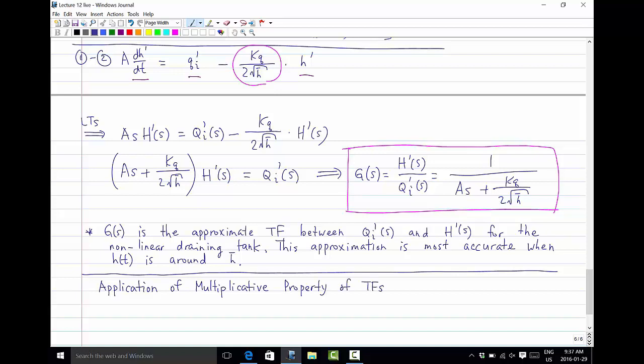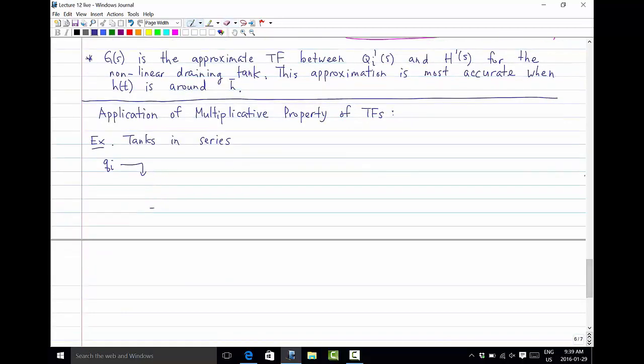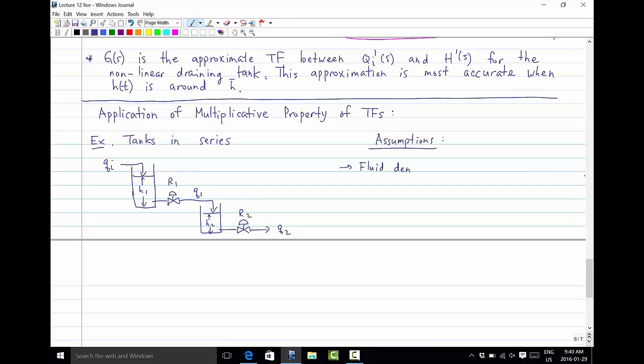During the final part of this lecture, let's look at the application of the multiplicative property of transfer functions. Here we have two tanks in series where the inlet to the first tank is Q_i, the height of the first tank is h1, and the valve connecting the first tank to the second tank has a resistance R1. The outlet of the first tank is Q1, and we have similar constants and values for the second tank.